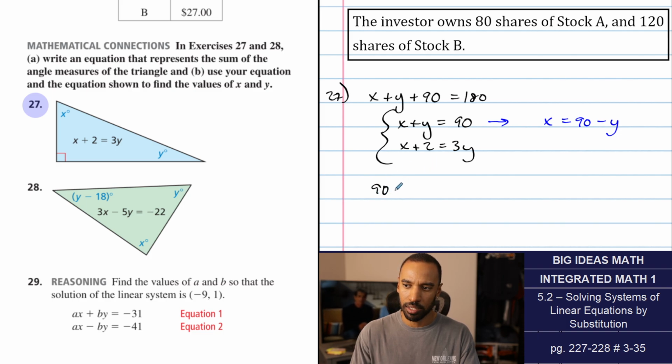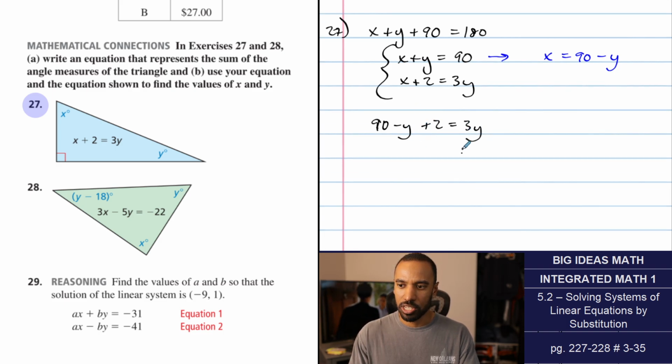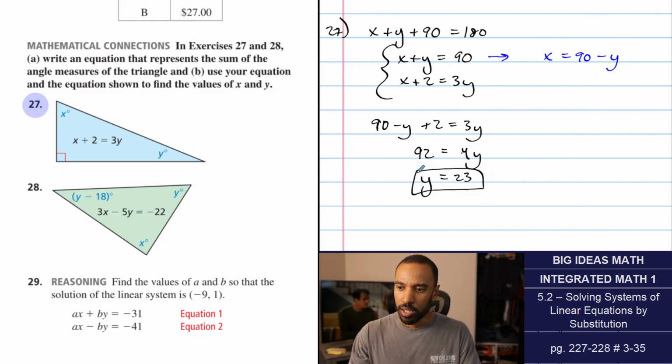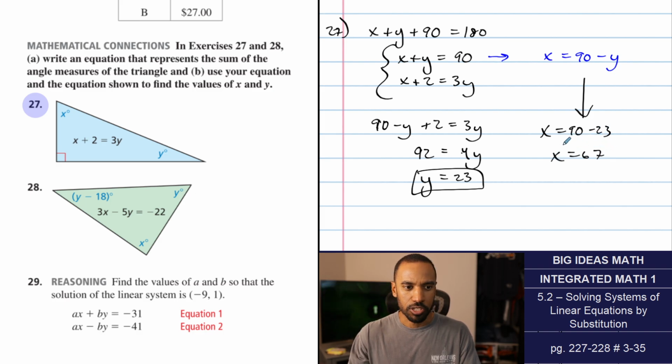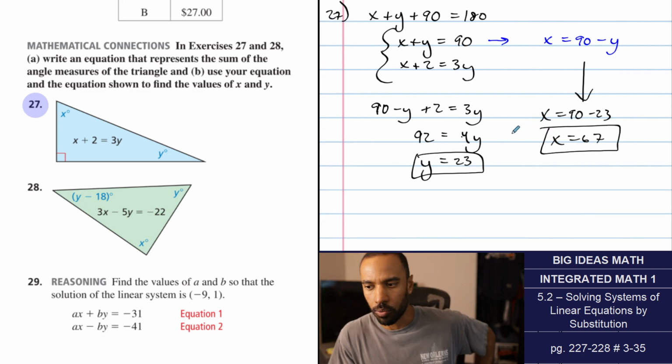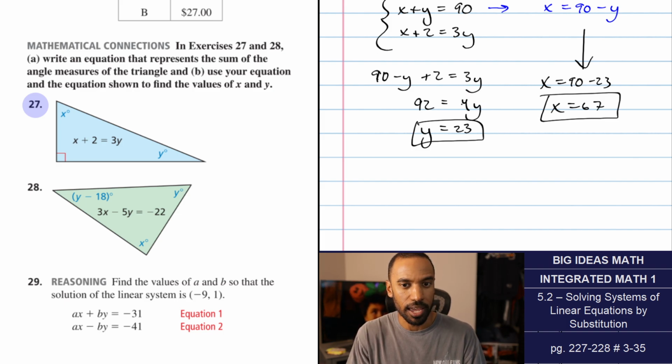So now I have 90 minus y plus 2 equals 3y. If I add y to both sides, I'll get 4y, and I have 90 plus 2, which is 92. Divide both sides by 4, and you get y equals 23. So x is 90 minus y, and I think it's 67. So these are the values of x and y. These would technically be the degree values, so 67 degrees and 23 degrees. If you assume these were drawn to scale, those look pretty decent. I'm not putting degrees because they already have the degree symbol. So we're good.